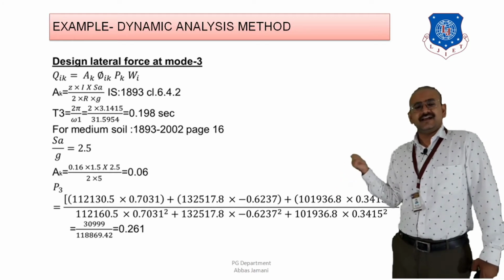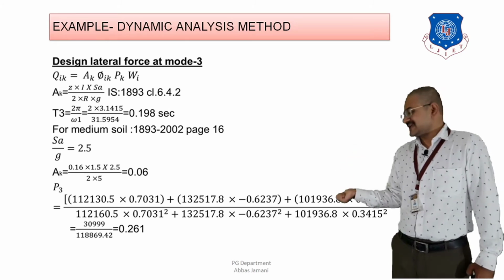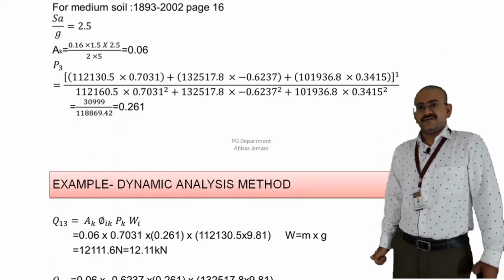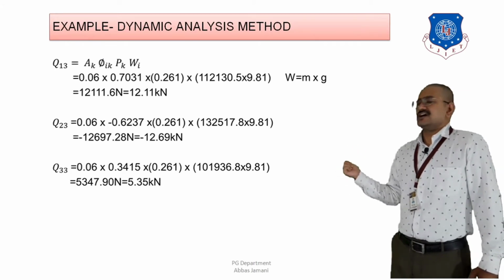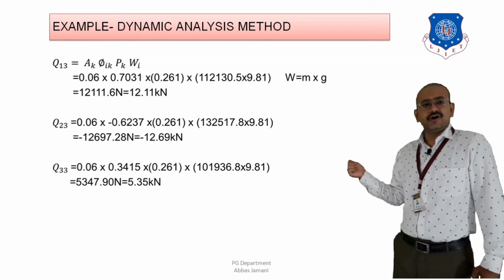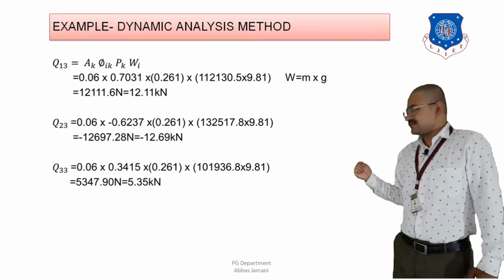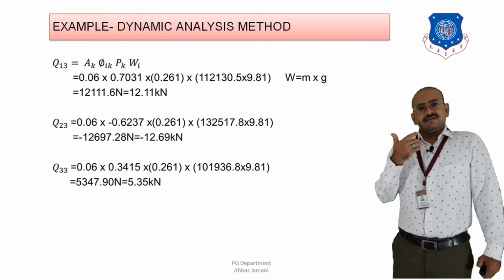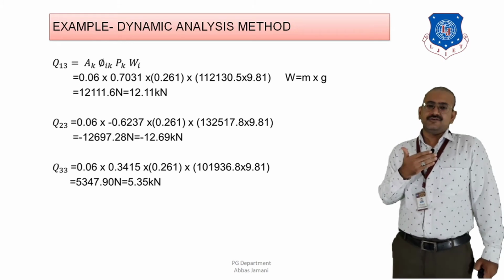Then the value of P3, again W1, W2, W3 are there, phi 13, phi 23, phi 33 are there with me. Substituting these values, I get the value of P3 is equal to 0.261 as shown in the calculation over here. Once that is available to us, I can find out the lateral loads at the first floor, second floor and third floor corresponding to mode shape 3. Right? So substituting these values, I get the value of Q13 is equal to 12.11, Q23 is equal to 12.69 and Q33 is equal to 5.35 kilonewton. Right? So now with this we complete the calculation of design lateral forces at each of the stories.